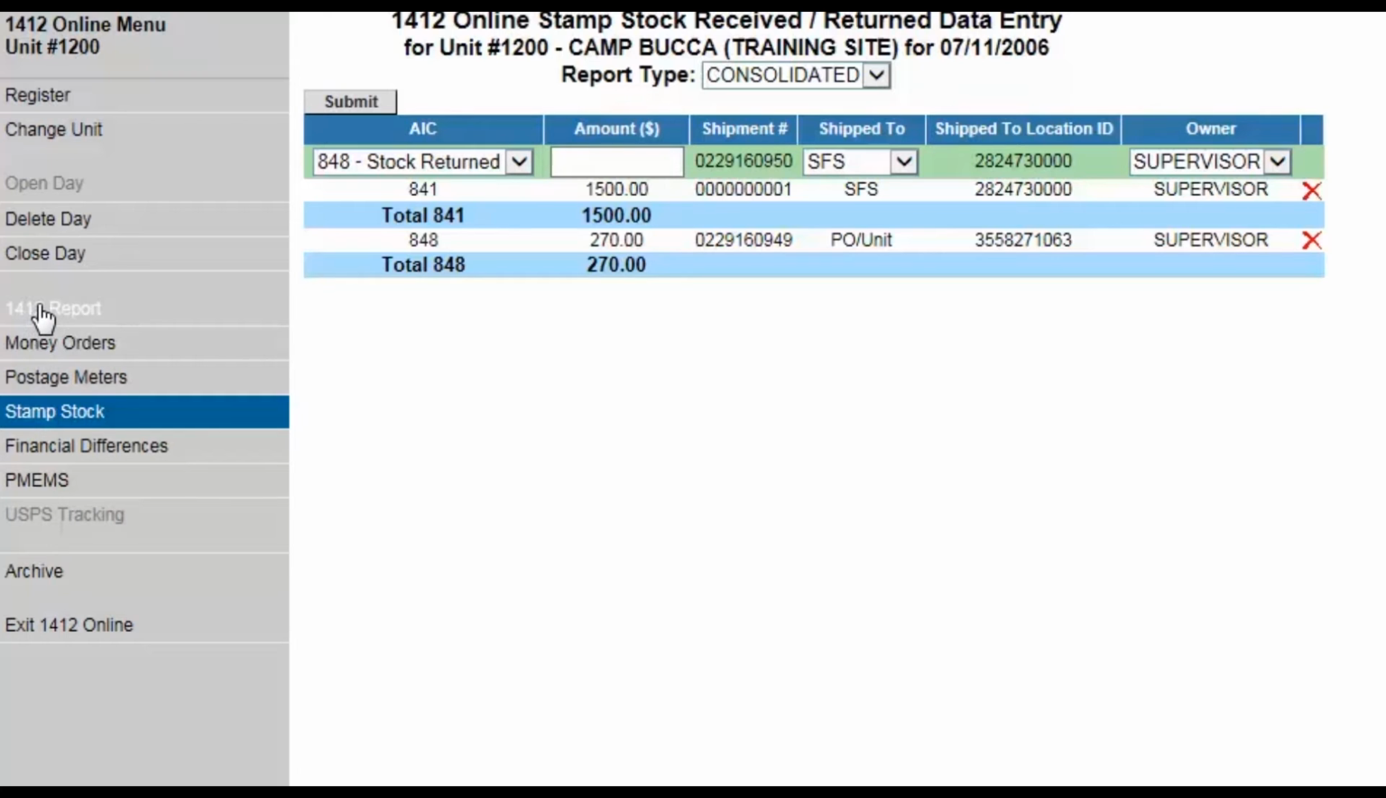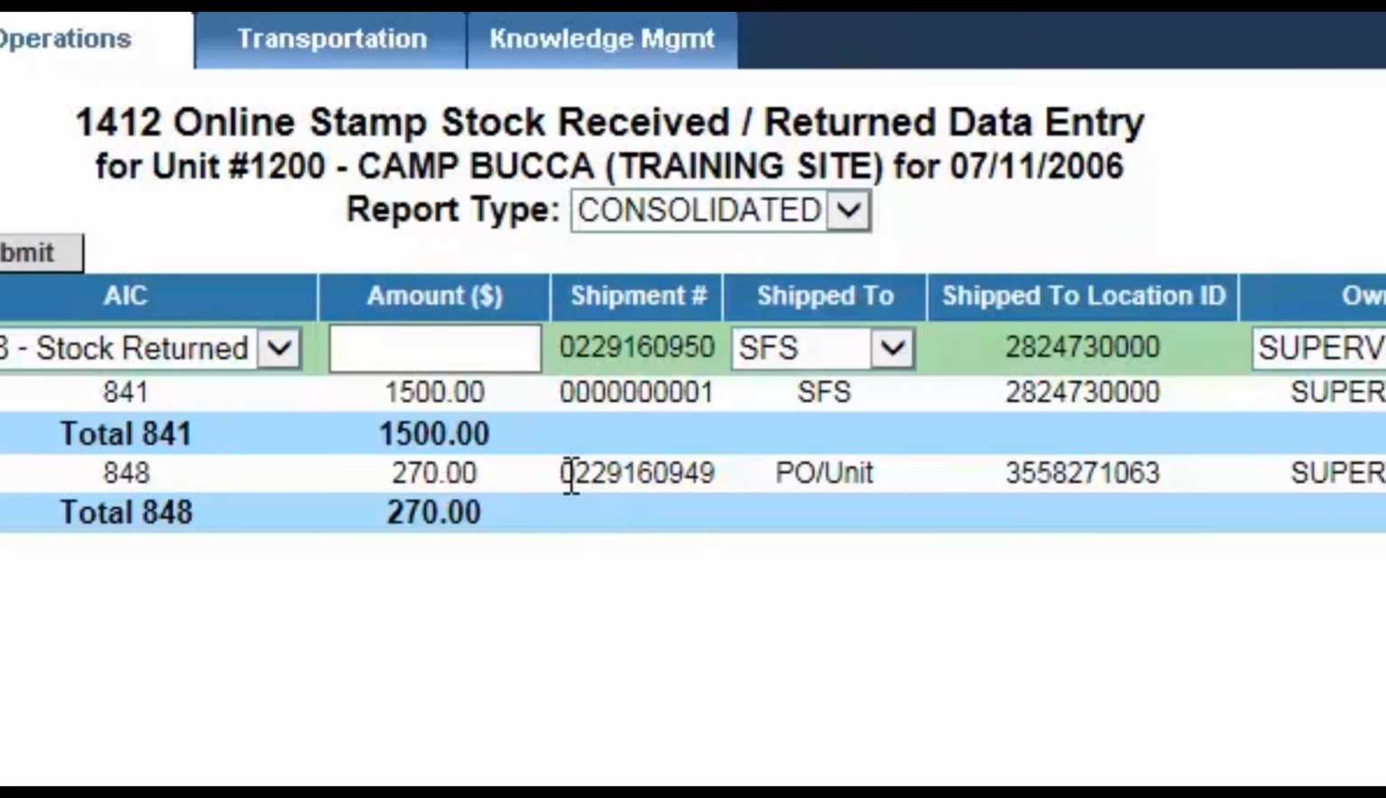Before you go into the 1412 report to continue, on your PS Form 17, which you are going to include in this shipment, please ensure you provide the unit the shipment number. This number they will have to manually input in order to receive those stamps. I say again, please ensure that you include the shipment number of the PS Form 17 so that the unit, upon receipt of the stamps, can manually input the information and officially accept the stamps.